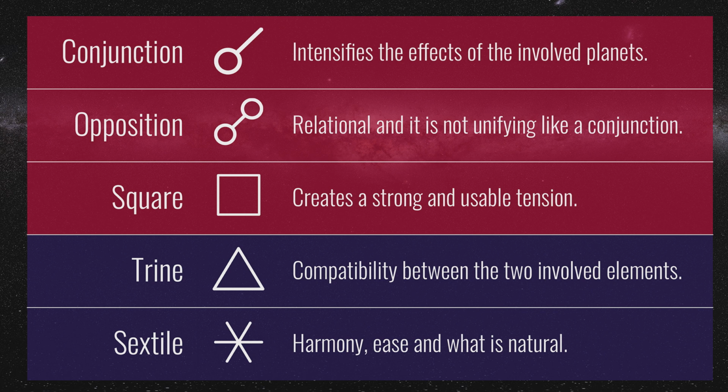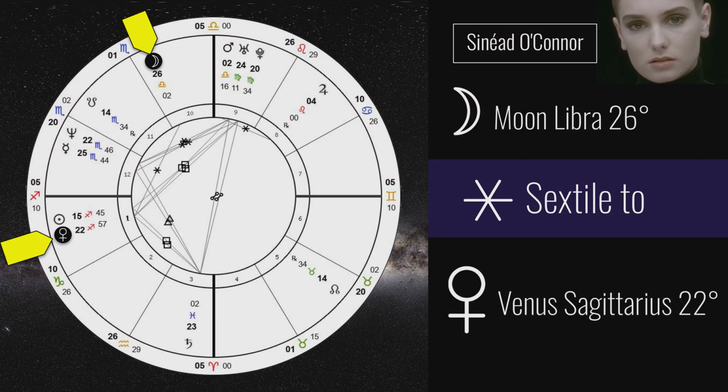So now we're going to skip dividing the circle by 5. That would be what's considered a minor aspect, which we'll talk about after this. And we're going to divide the circle by 6. And that takes us to the sextile, which would be two planets being 60 degrees apart.